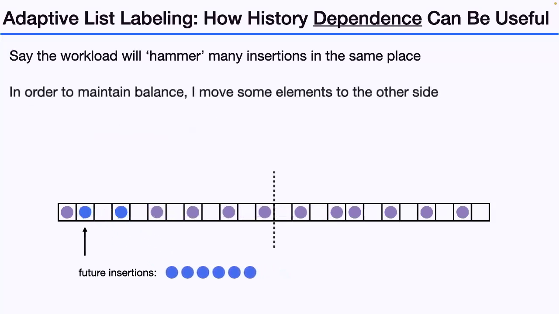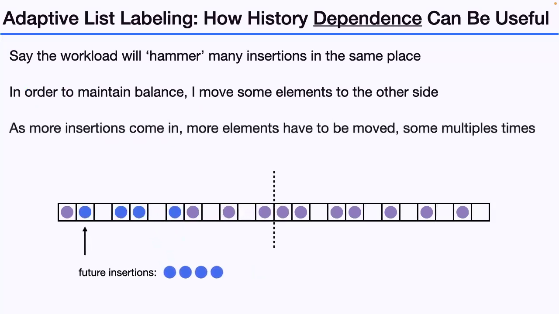So what I would do in the classical solution that wants things to be relatively balanced and smooth is, as elements come in, I gradually move elements over in order to make room. So every time this happens, I'm shifting some of these existing elements to the right. And what you'll notice is that more and more of these have to be moved, and some of them have to be moved multiple times.